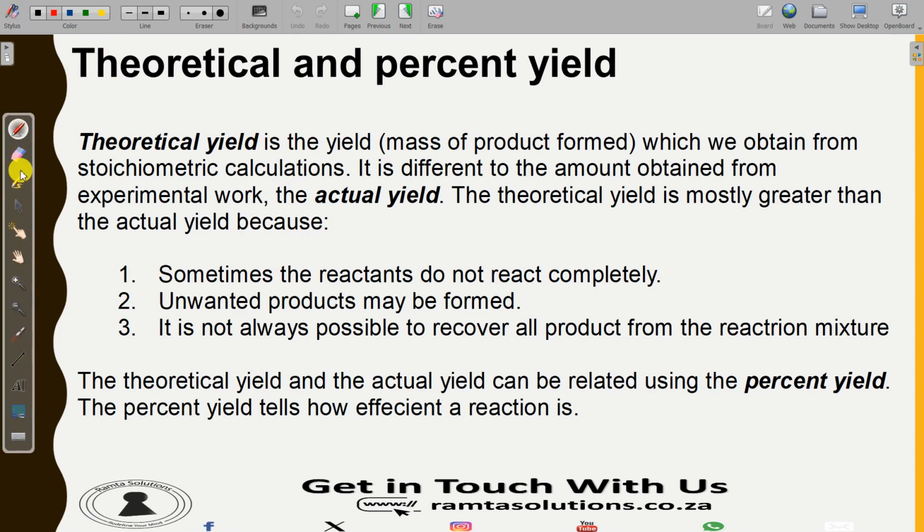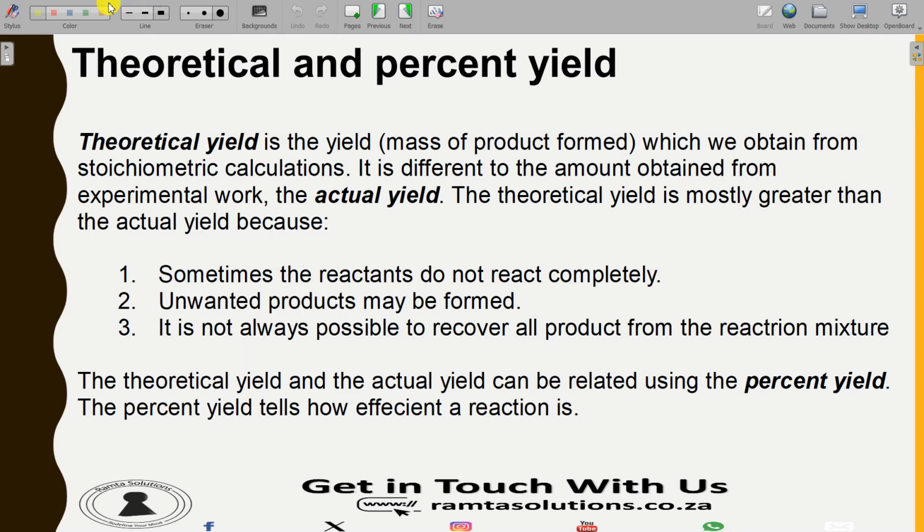Now, when we talk about theoretical yield, we are basically saying the mass of the product formed. So basically, this is the mass which we obtain from stoichiometric calculations. Remember, from stoichiometric calculations, you get the number of moles of your product, right? So what you will then need to do is convert those moles into mass. Remember, you use the formula n equals m over M.